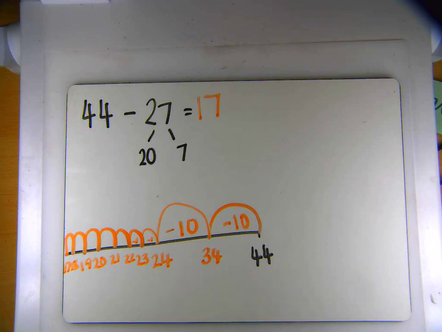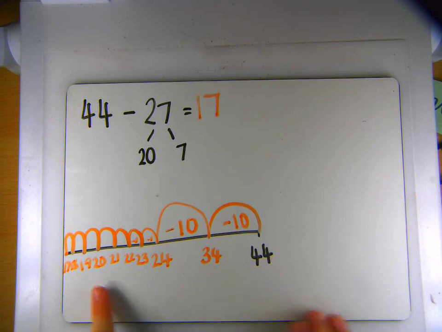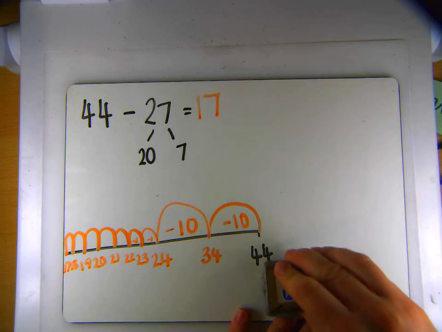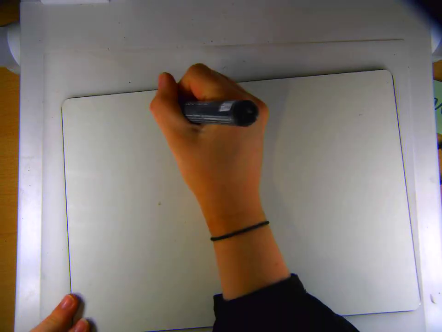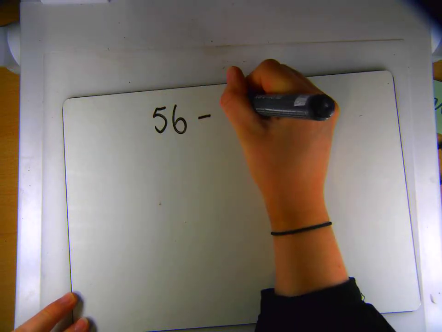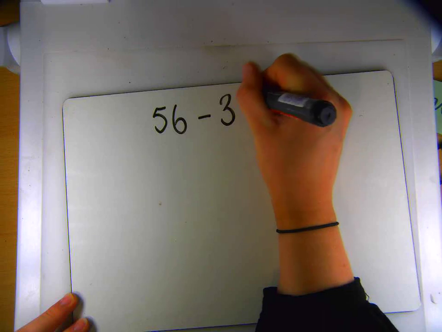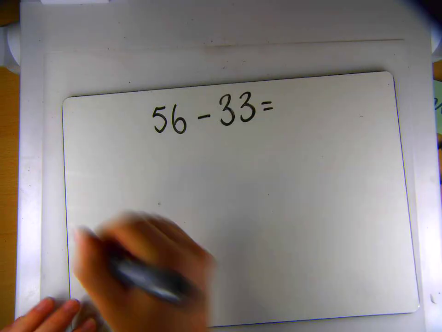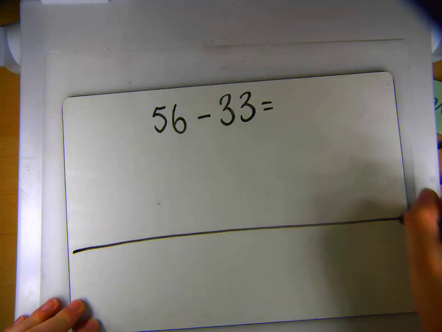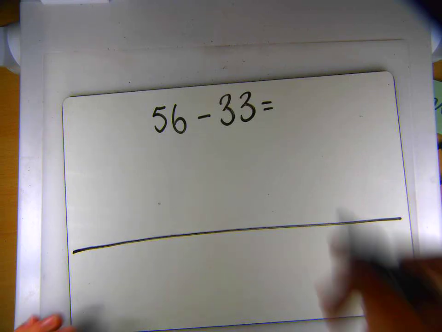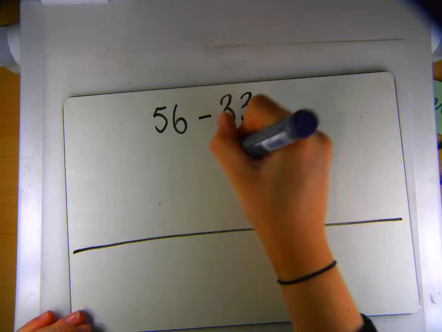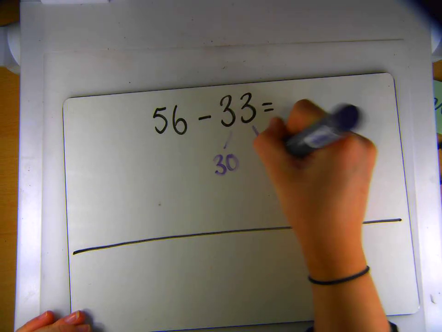Now, obviously, you need to leave quite a lot of space to do your empty number line with. So we'll try another one. So let's have a look at 56 take away 33. All right. Same thing applies here. I'm going to partition my smaller number, which is 33, into 30 and 3.